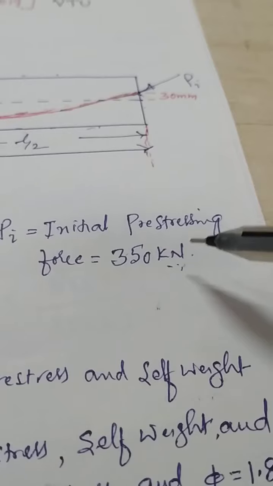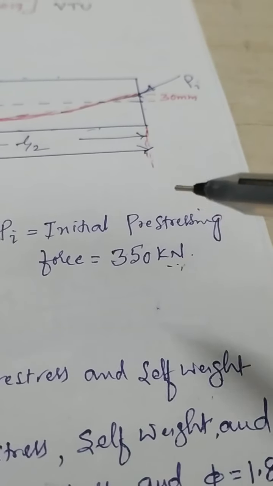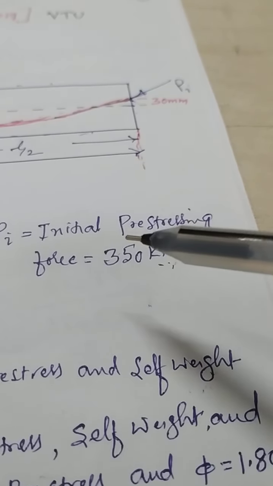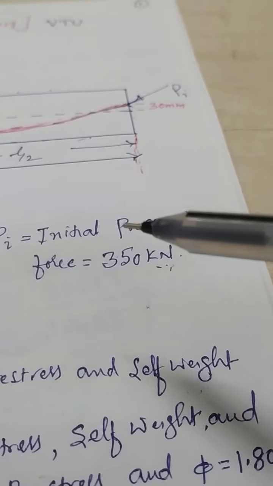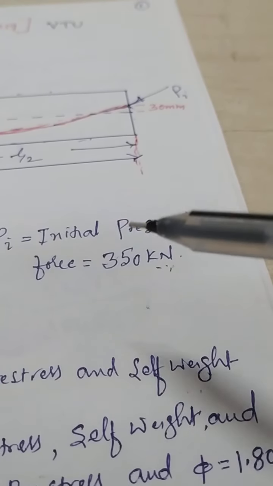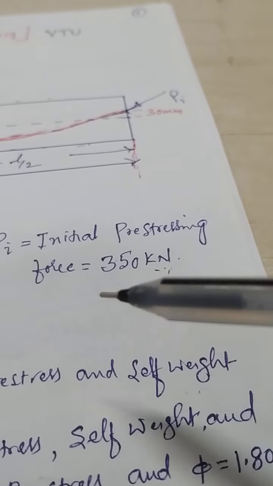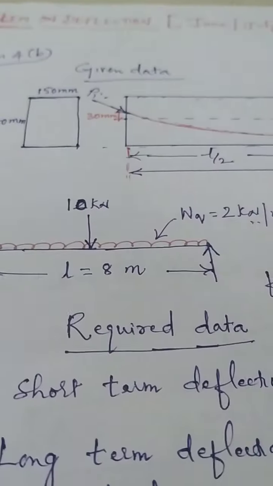Sometimes P may not be given directly. In that case, there should be a pre-stress, that is in Newton per mm square. It is above or around 1000 Newton per mm square. And cables are given, number of cables and diameter of the cables are given. That is AS into FS, you will get P. Here P is directly given, there is no problem.